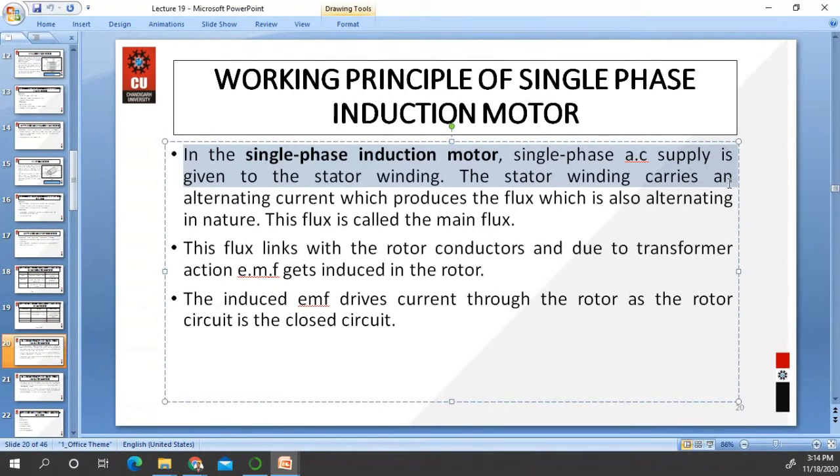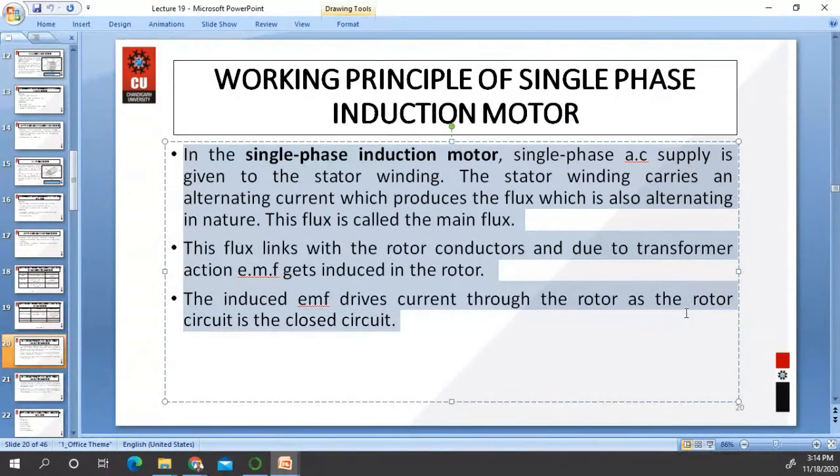The stator winding carries an alternating current which produces the flux, which is also alternating in nature. The flux is called the main flux. This flux links with the rotor conductors, and due to the transformer action, an EMF gets induced in the rotor. The induced EMF drives the current through the rotor, as the rotor circuit is a closed circuit.